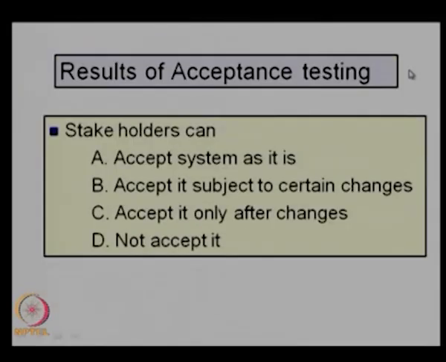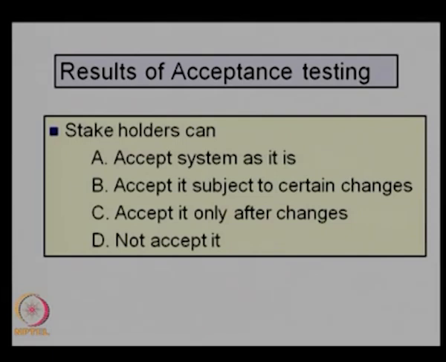And the results of the acceptance testing. When we do an acceptance test, basically the idea is to see whether it meets the requirements of the stakeholders. So, what kind of results can we obtain from here? After the end of the test, stakeholders can accept the system as it is. So, that is one option. The system can be accepted as it is without any major changes. Most of the parameters are tested and they meet the acceptance threshold. Stakeholders can accept the system as it is.